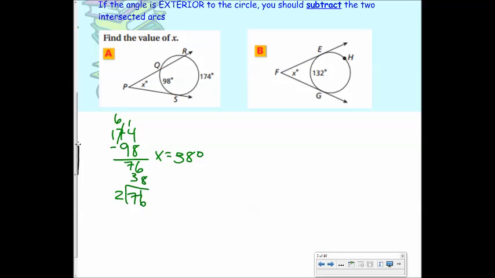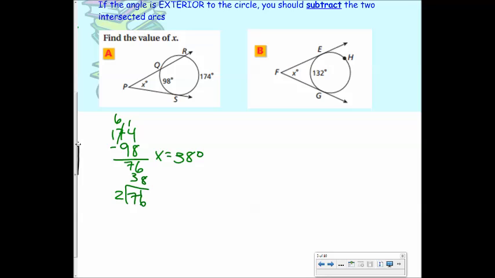What about example B? What would I subtract here? 132. I've got the little arc, right? How would I find the big arc? It's not quite a semicircle because it's not straight up and down, but if this is 132, this arc would have to be 360 minus, all the rest of the circle. Why? Because it's two tangents, so it's the whole circle.